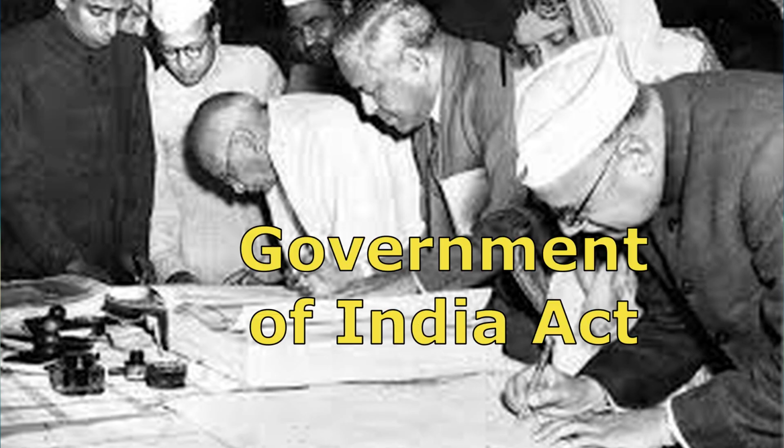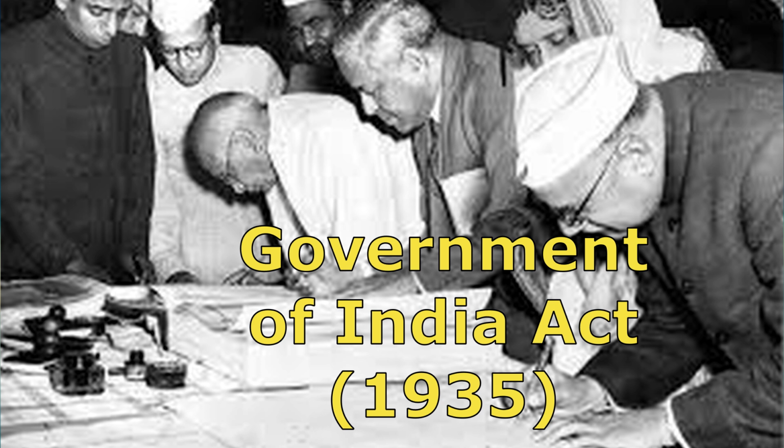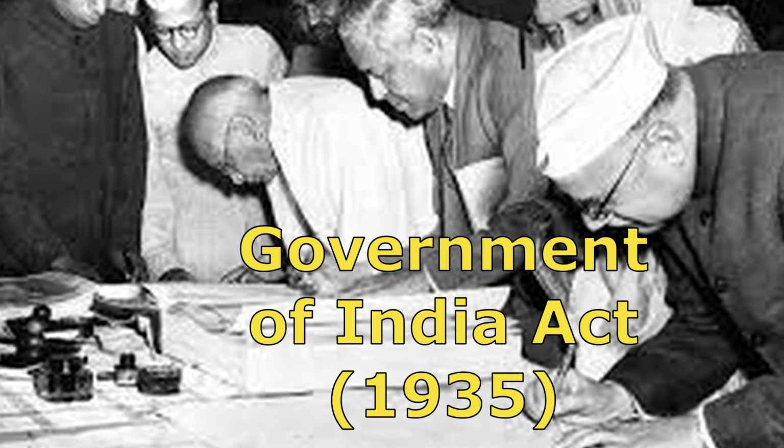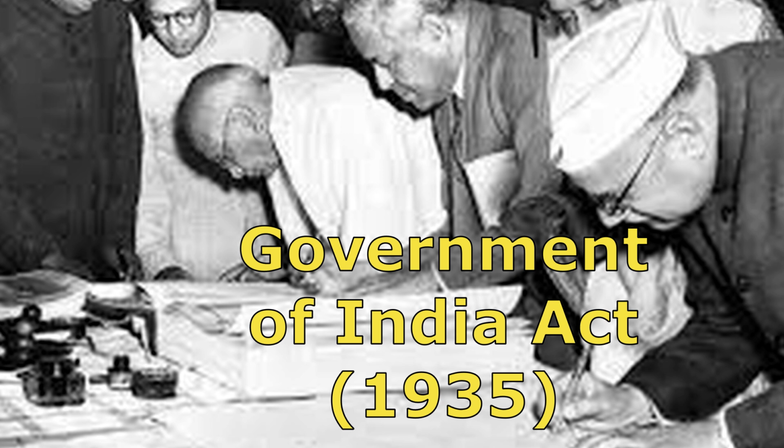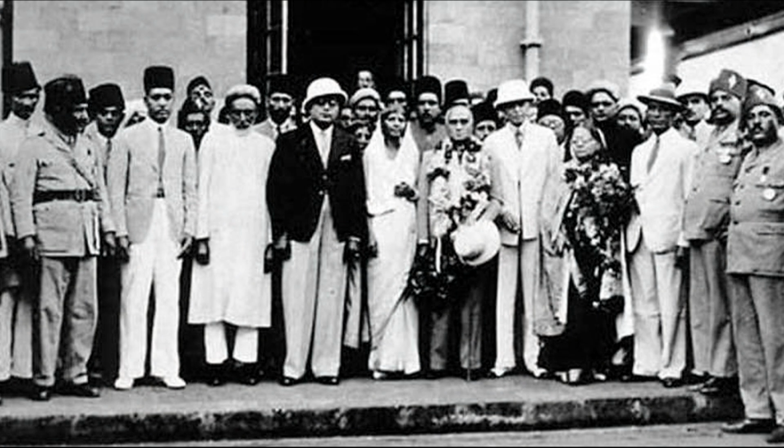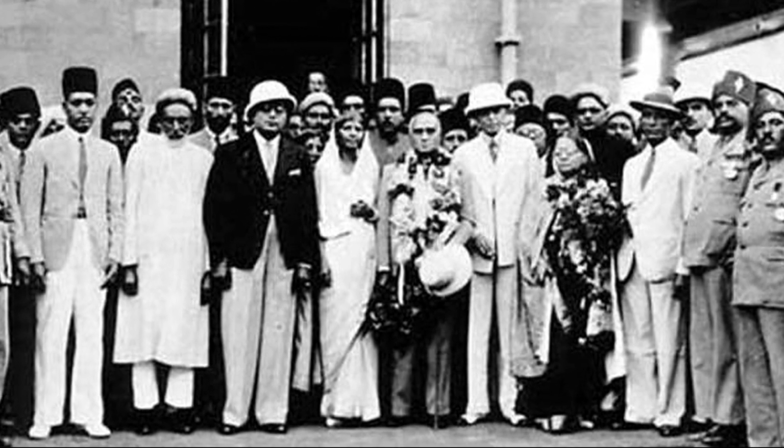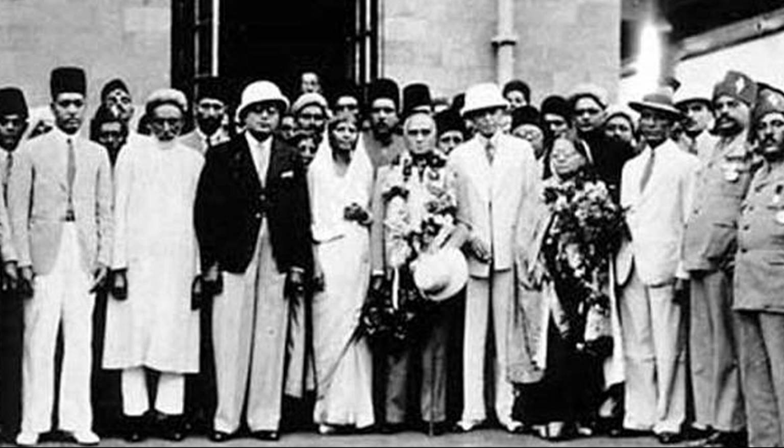The Government of India Act 1935 was the longest and most comprehensive act, providing for greater provincial autonomy and the creation of a federal structure. Despite its concessions, it fell short of Indian expectations for complete self-rule.